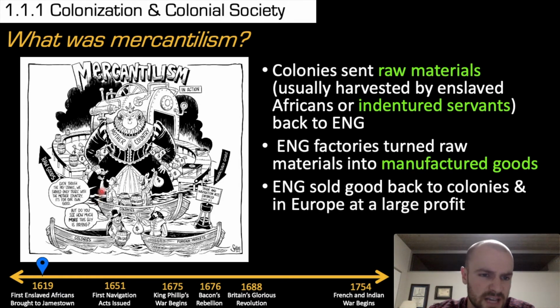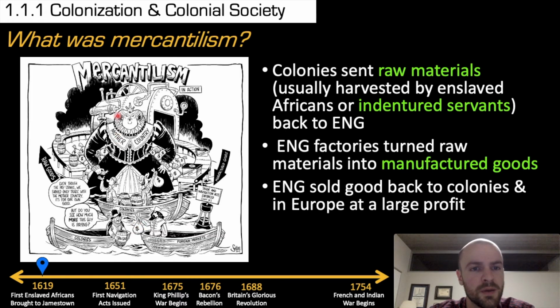And you can see this comic here. You have the giant mother country, and this guy here says, even though the pay stinks, we should only trade with the mother country. It's for our own good. And the guy down here says, but do you see how much more this guy is paying? And they represent the colonies. This is the foreign market. So this guy looks like, I don't know, let's say he's from Spain. And this guy from Spain is saying, we'll give you a ton of money if you give us those raw materials.